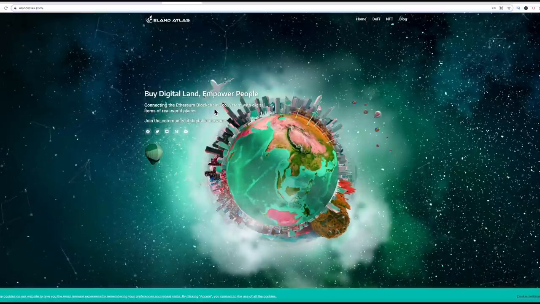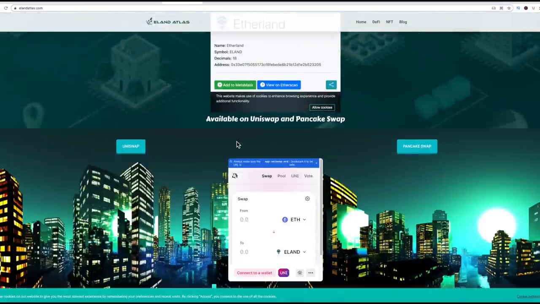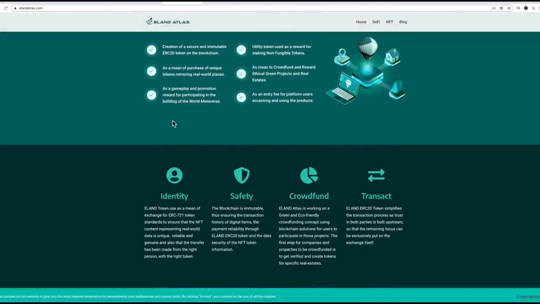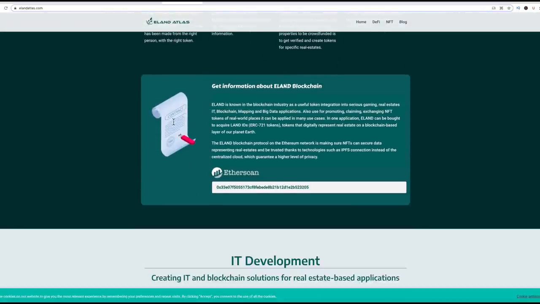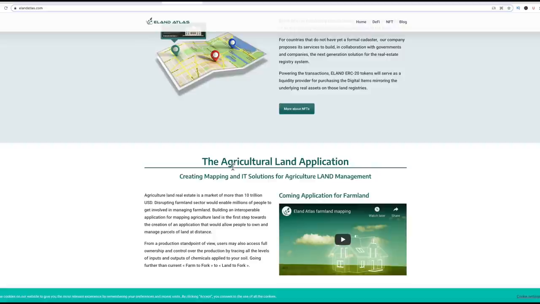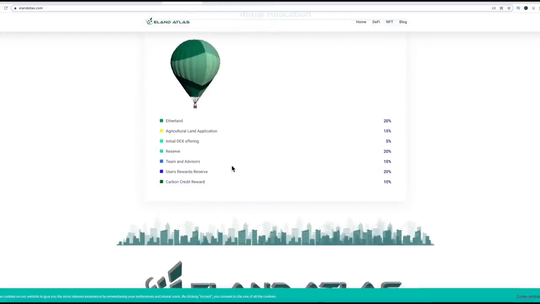Connecting the Ethereum blockchain ecosystem with digital items of real-world places. And I believe this is also connected with the Binance Smart Chain as well. So they're already in that spectrum. So smart contracts, NFTs, decentralized finance. This does remind me a lot of OVR when we got into it really early.